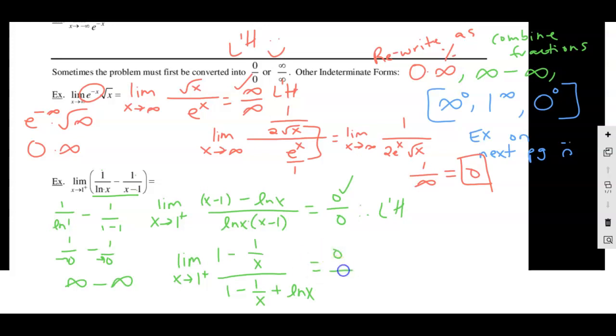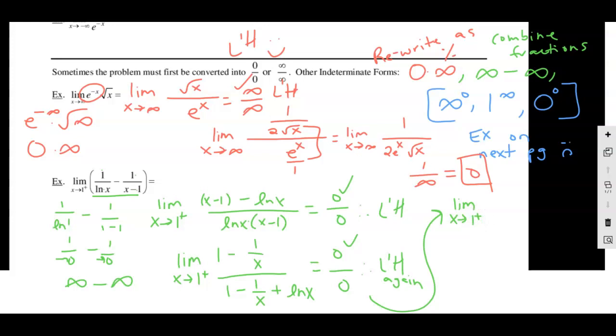So I'm going to get 0 on the top. 1 minus 1 plus ln of 1. Okay, so I've still got 0 over 0. So I'm just going to use L'Hopital's rule again. Right? Let's just take the derivative again, and let's see what happens. I guess I'm going to pick it up here. Limit as x is approaching 1 from the right.